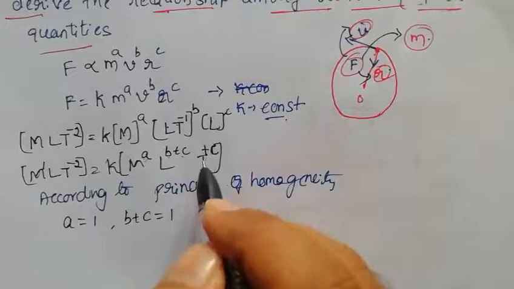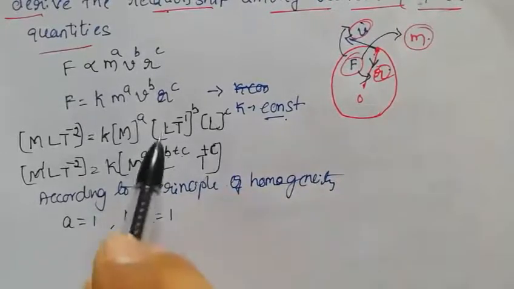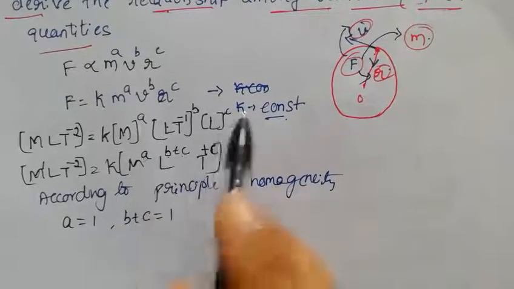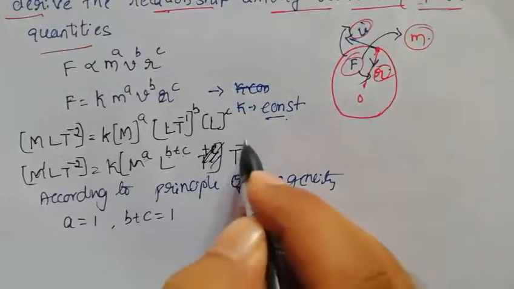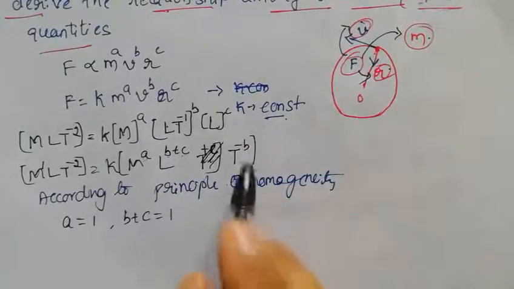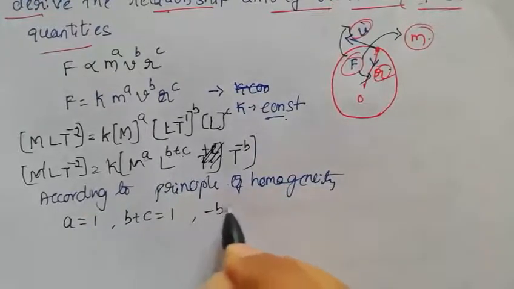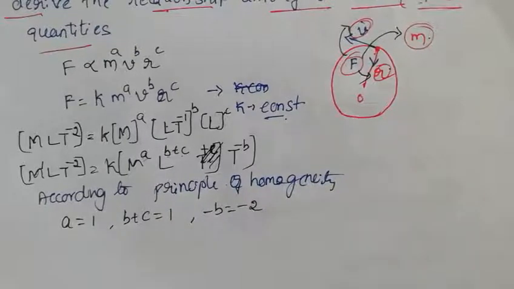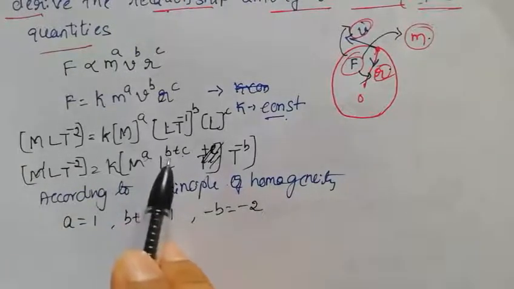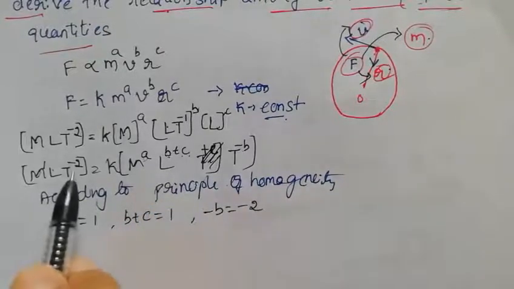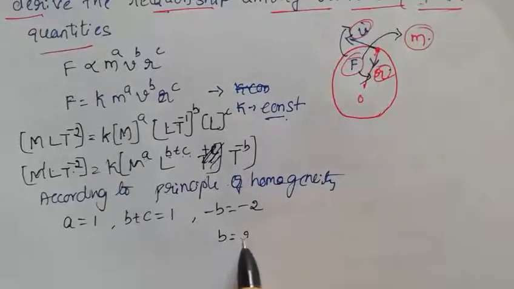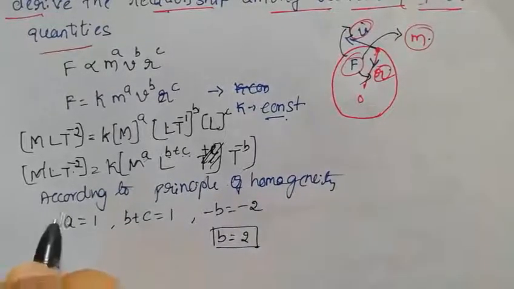Wait, here it is L to the power of B plus C and T to the power of minus B. So I can write minus B equal to minus 2. What I have done is just compare the dimensions of the fundamental quantities on both sides. So M to the power of 1, L to the power of B plus C equal to 1 here, and T to the power of minus B, minus B here, minus 2. Now from this we can get B equal to 2, right? So we got the value of B and we got the value of A.